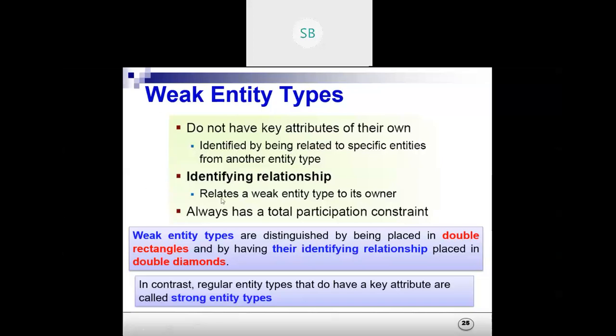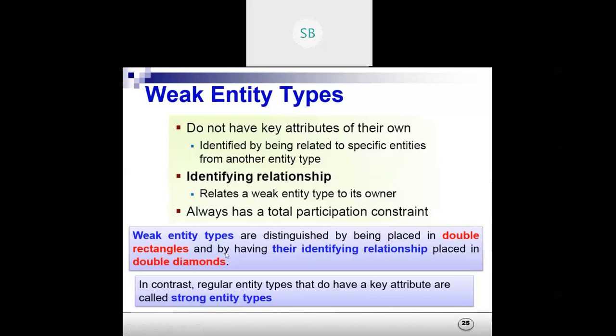And this weak entity will have a weak relationship also. The employee will have a weak relationship using a double diamond. We'll see that now. And it will always have a total participation. It will not be clear now because we'll study what total participation is next.